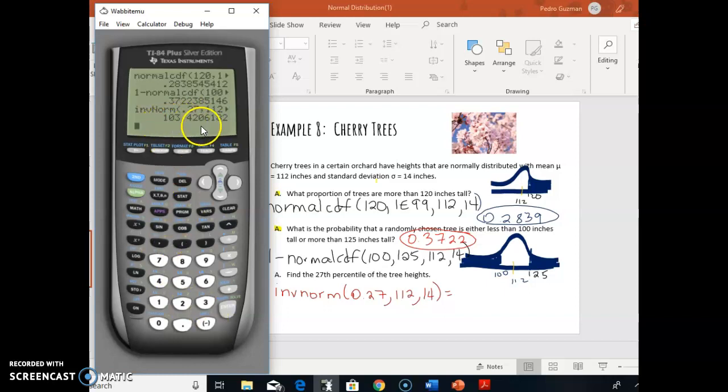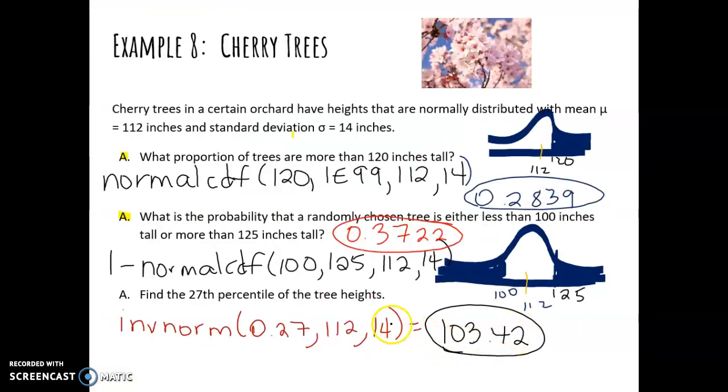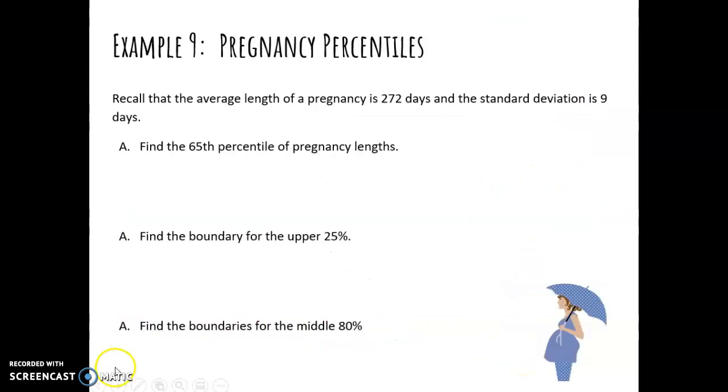For this kind of answer, when you're finding a boundary, I usually round to 2 or 3 decimal places. This is not a percent. It is not a proportion. It's not a probability. You're finding the boundary, so you don't have to round to 4 decimal places, and the number can also be bigger than 1. So 103.42. The 27th percentile of tree heights is 103.42 inches.